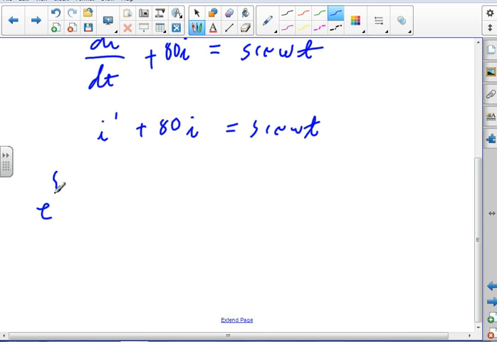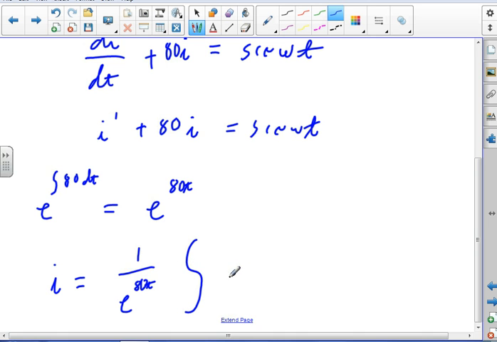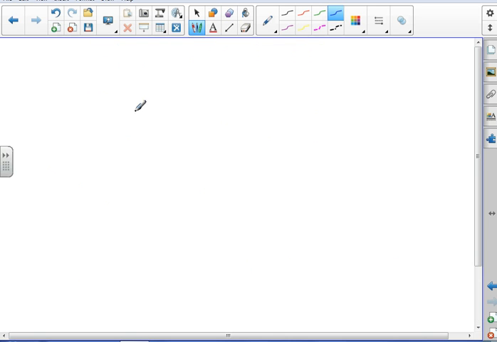I want e to the integral of 80 dt, which is e to the 80t. So my current I is going to equal 1 over e to the 80t times the integral of e to the 80t sine omega t dt. Now all I have to do is solve that integral and everything would be fine. I'm pretty sure that integral's in the back of my book. If it's not, it's with the extra ones. Alright, so enough of doing a hard thing.